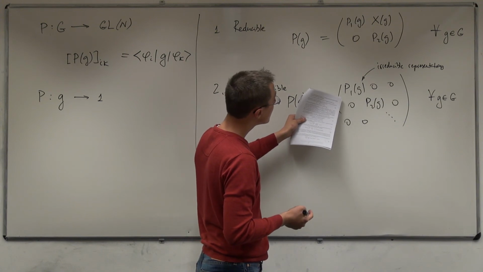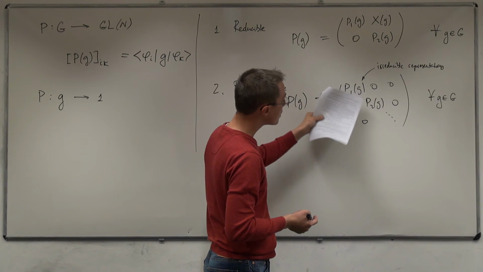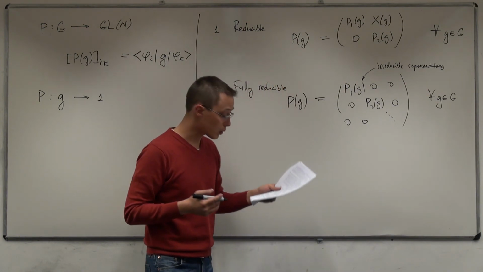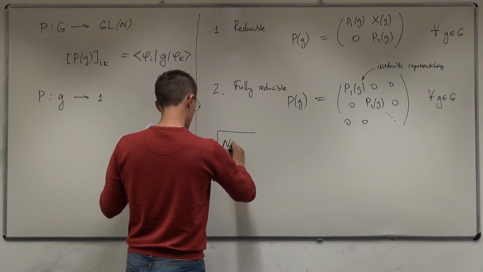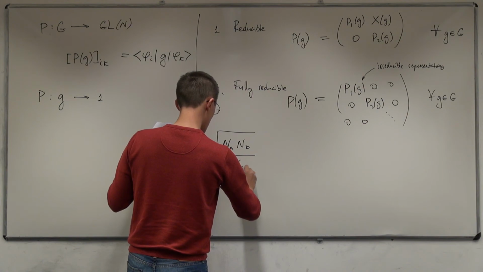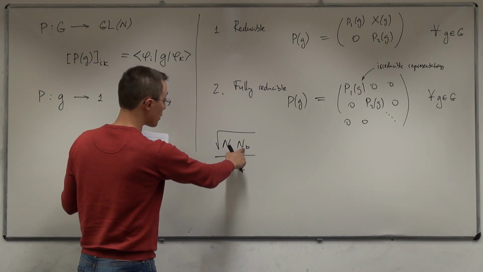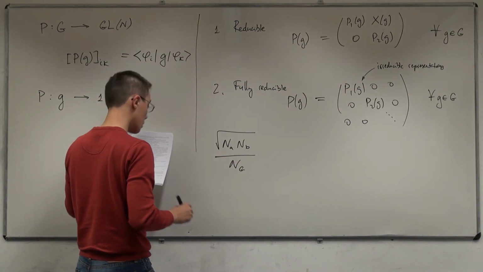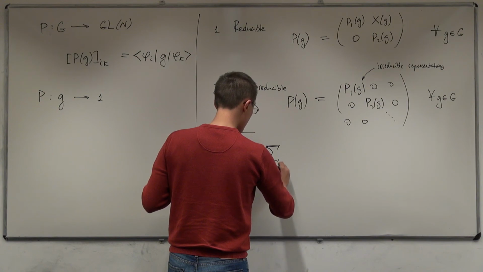makes it, well, I guess it encodes the fact that these individual representations are orthogonal as matrices. Here's the formulation: root N_A N_B over N_G. These are the dimensions of the representation A and representation B, and N_G is the order of the group. A sum over the elements of the group.